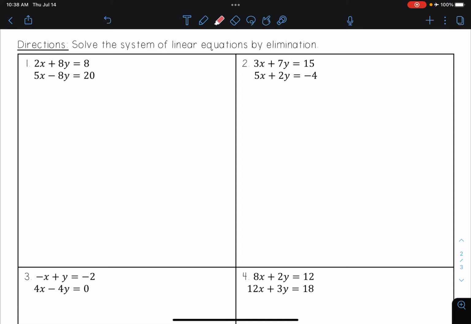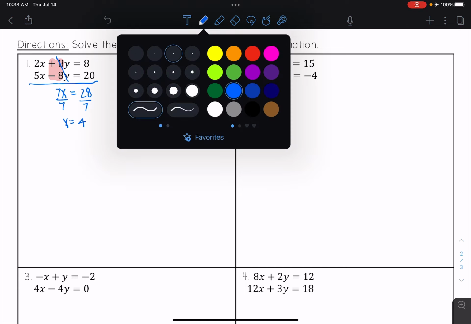With my y value, I see that my top equation has a positive 8 and my bottom equation has a negative 8. So when I add these two equations together, my y's cancel out, and I'm left with 2x plus 5x, which is 7x, is equal to 8 plus 20, which is 28. And then solving that, I can divide both sides by 7, and I get that x is equal to 4. So I have a value of one variable.